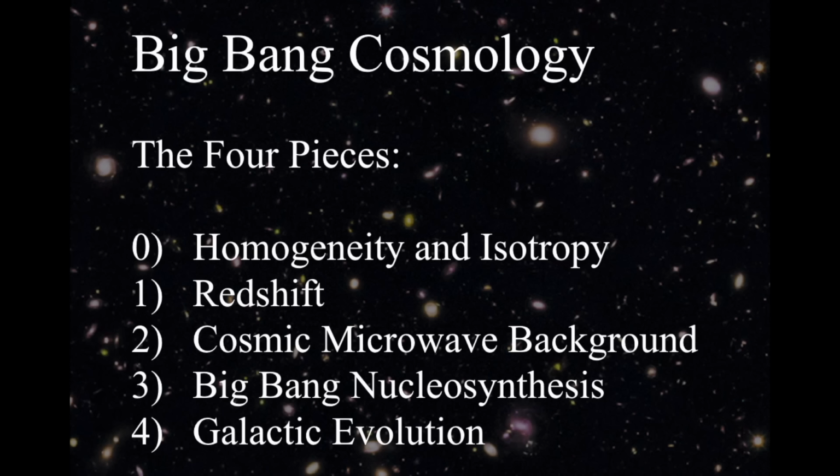The next thing that is a cornerstone of the Big Bang is the cosmic redshift, which is the fact that all galaxies appear to be rushing away from us. The farther they are, the faster they're rushing away. Next is the cosmic microwave background, which is a prediction of a hot early universe. Third is Big Bang nucleosynthesis, where elements are created in the earliest moments in the cosmos. And last is galactic evolution, which is just seeing how things change.